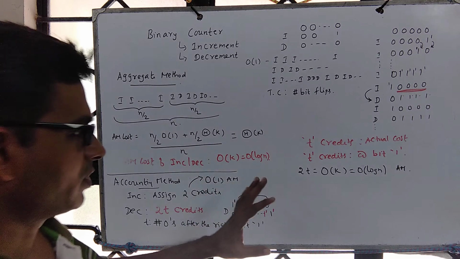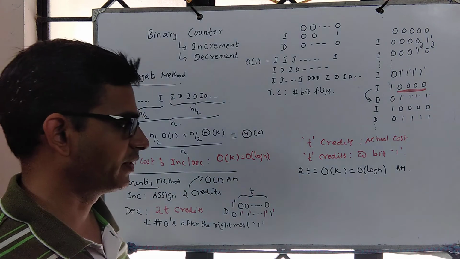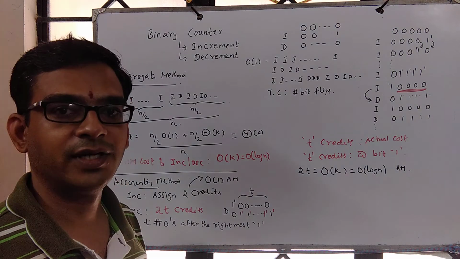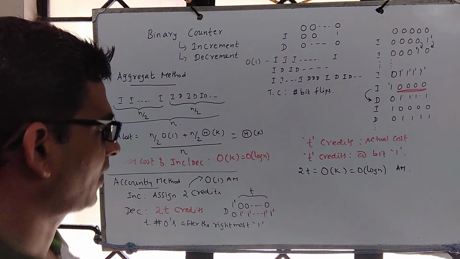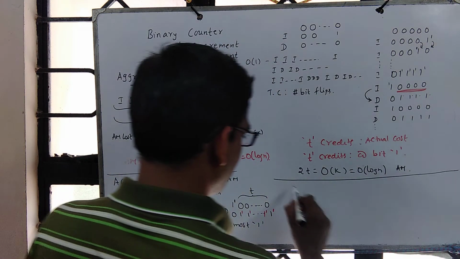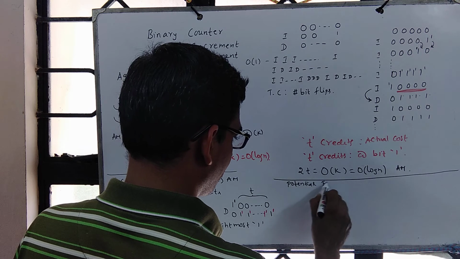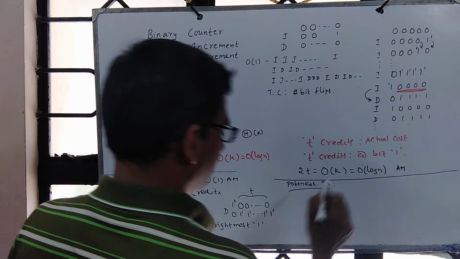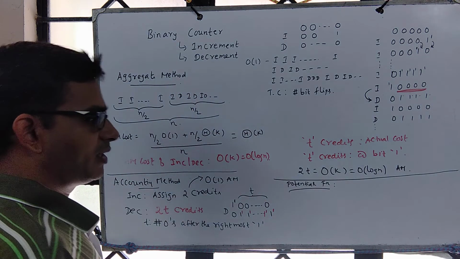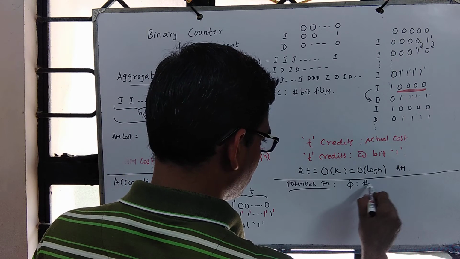Both cannot be done in constant time. One of them is constant, the other one is a function of n, which is order log n. So let's look at the potential function. Very similar to what we did. Potential still represents the number of ones.